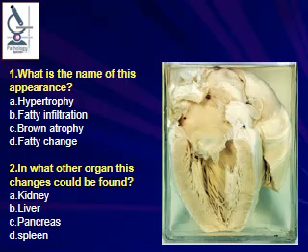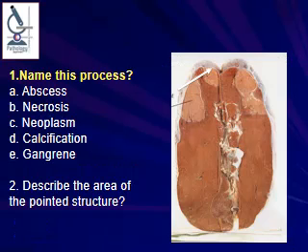What is the name of this appearance? What do we have here? Hypertrophy, fatty infiltration, brown atrophy, fatty change. We actually took this chart in our presentation. We have here fatty change. What other organs could show this change, fatty change? Liver, we said fatty liver.